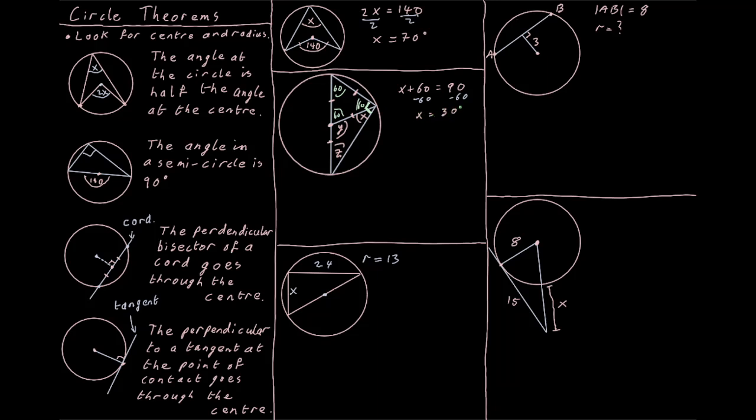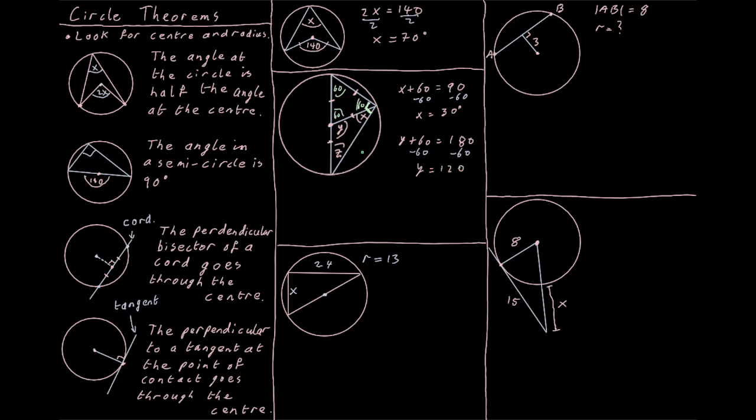I can do a very similar argument for y, because I know that this is a straight line, so y plus 60 must add up to 180 degrees in a straight line. Again, rearrange and I get 120. So I know y is 120.